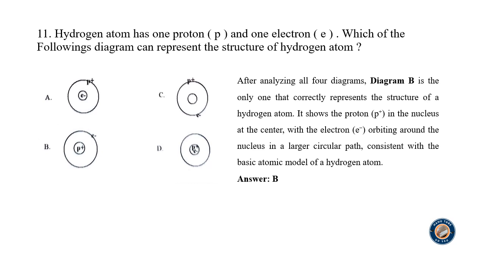After analyzing all four diagrams, diagram B is the only one that correctly represents the structure of a hydrogen atom. It shows the proton in the nucleus at the center with the electron orbiting around the nucleus in a larger circular path, consistent with the basic atomic model of a hydrogen atom. Hence, B will be the answer.